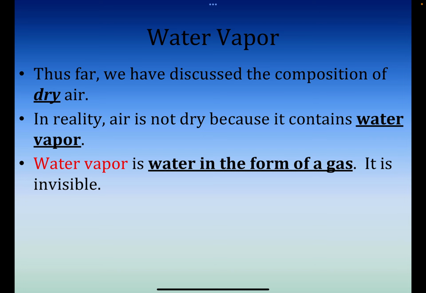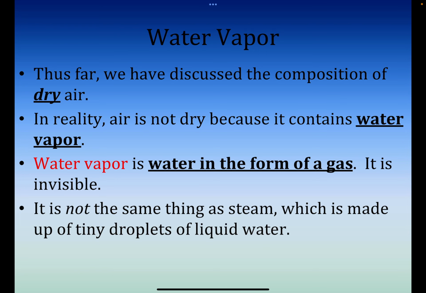Here in the summer in the South, we definitely know what this is. When we have large levels of this, we have very high humidity, which is when your sweat can't evaporate and you just get really hot and sticky. So this is not the same thing as steam, which is made from tiny droplets of liquid water. So again, water vapor is the invisible gas that is in the air. We're not talking about steam produced from boiling water.